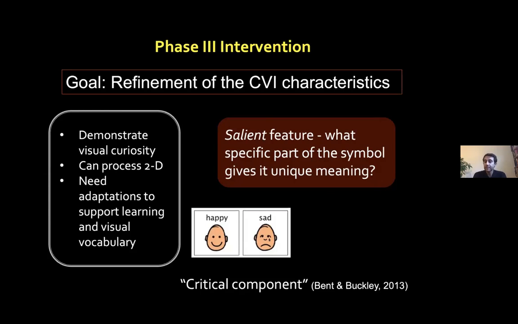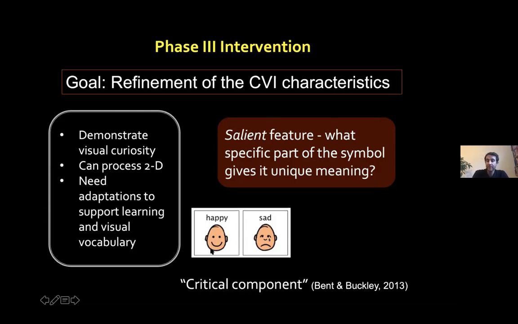So if you look at these two symbols, right, you've got these little egg-shaped faces. One is happy and one is sad, right? What would be the salient feature or the critical component that makes these distinct from each other? How do you know that the happy one means happy and that the sad one means sad? For these ones, it's all about the shape of the mouth, right?